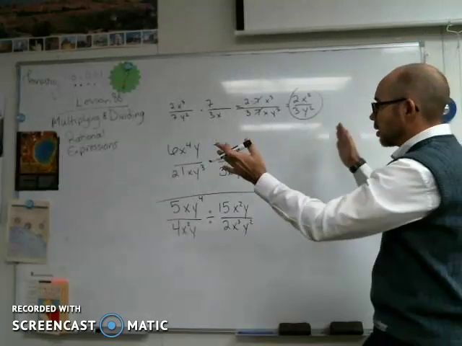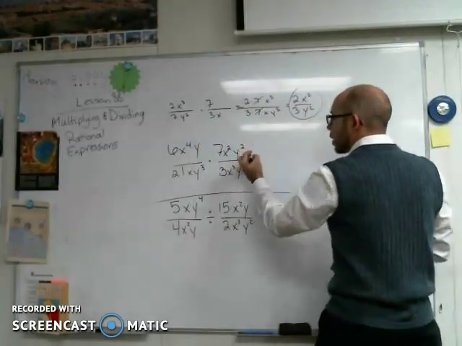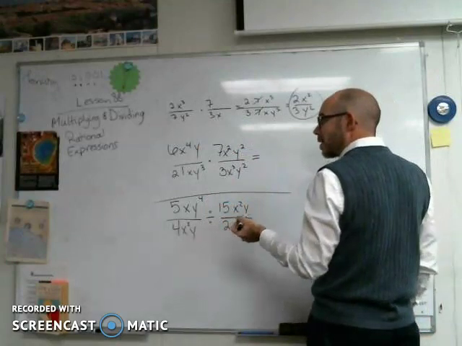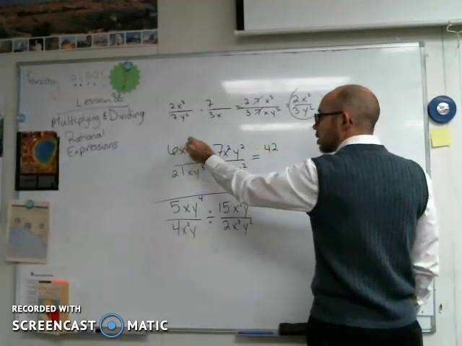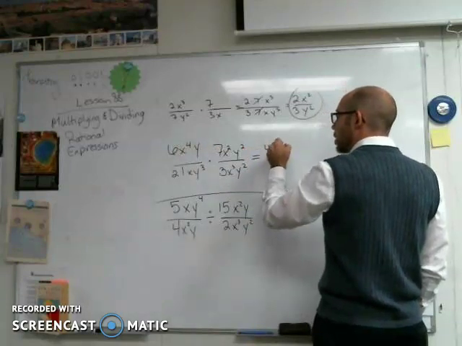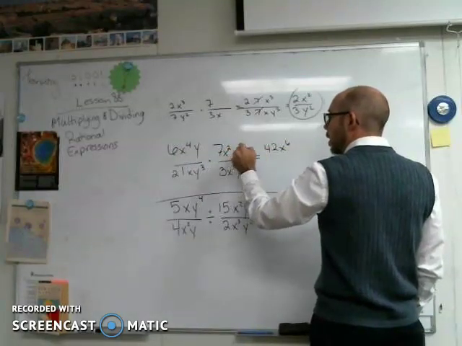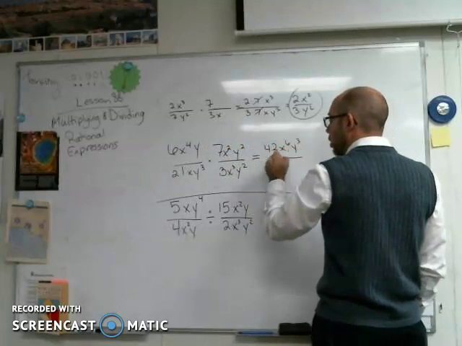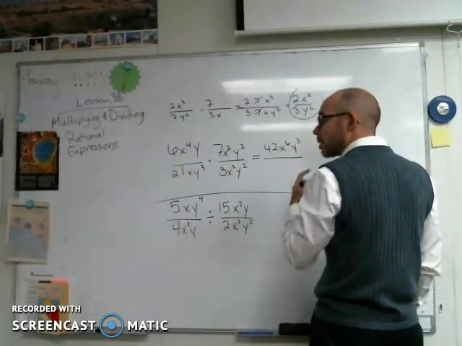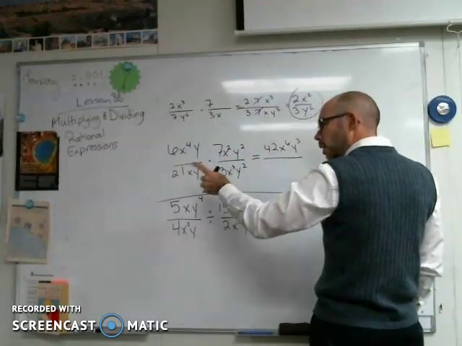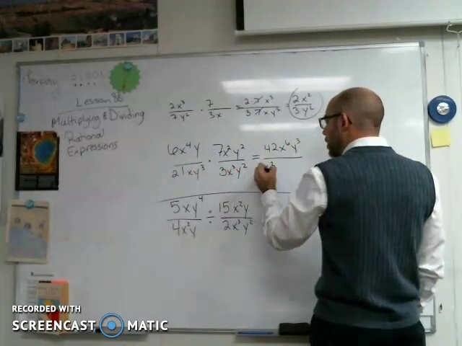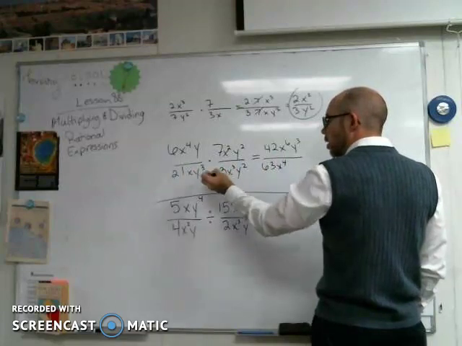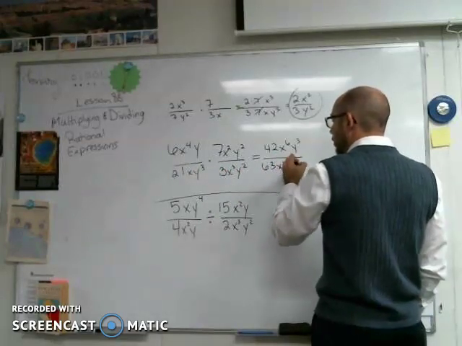I could have just gone right here and smushed everything together. And so I'll do that this time. 6 times 7 is 42. X to the 4th and x squared is x to the 6th. Y and y squared is y to the 3rd. Over 21 times 3, which is 63. The x is combined to be x to the 4th. The y is combined to be y to the 5th.